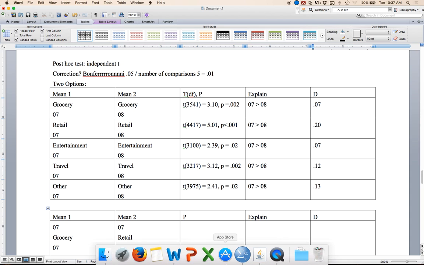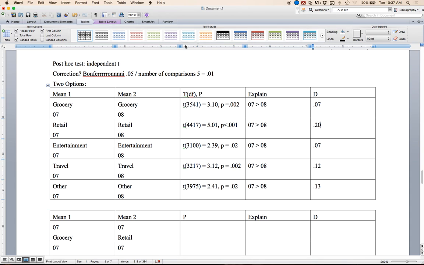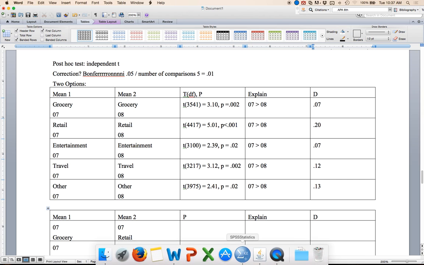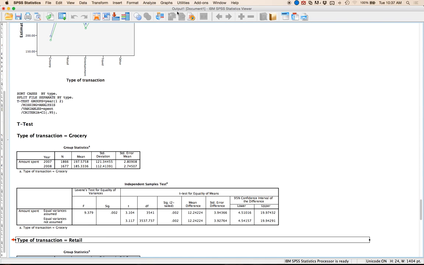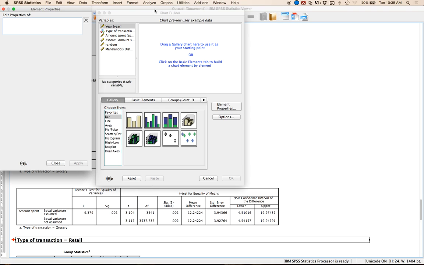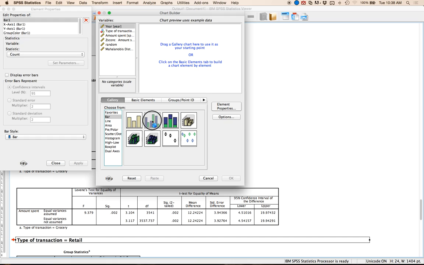All right, so all that being said, the very last thing to do is create a chart. Okay, you always end with charts. So I'm going to go back to SPSS. All right, so let's go to Graphs and Chart Builder. It's auto-selected bar, which is what we want, but this time we have two variables, so I'm going to use a clustered bar graph. So double-click on this clustered bar, or drag and drop.